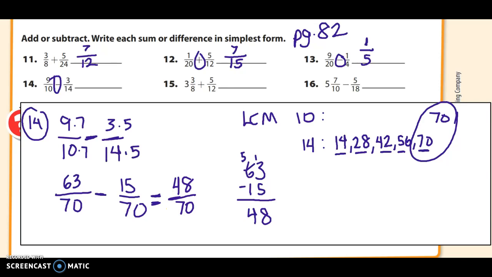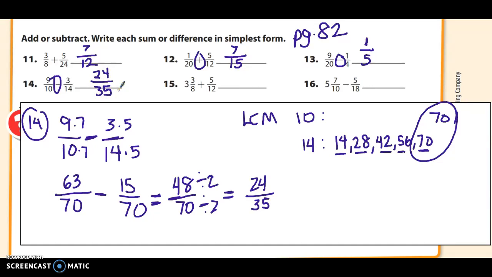And I suspect, I'm not positive I know this right off the top of my head, I suspect the greatest common factor of 48 and 70 is 2. So I'm going to divide by 2. If I find out that I'm wrong, I can always divide more later. 48 divided by 2 is 24, and 70 divided by 2 is 35. And 35 and 24 don't share a factor, so that's the answer, 24 35ths.